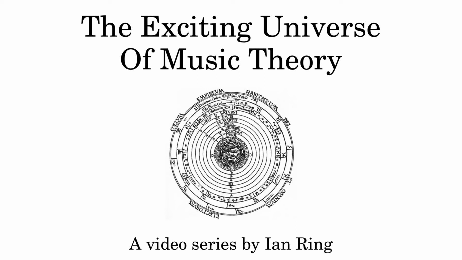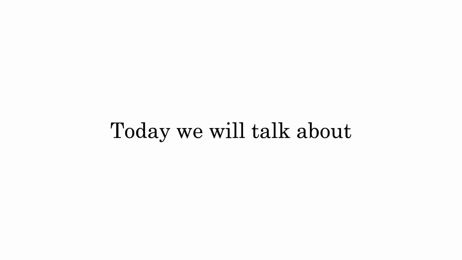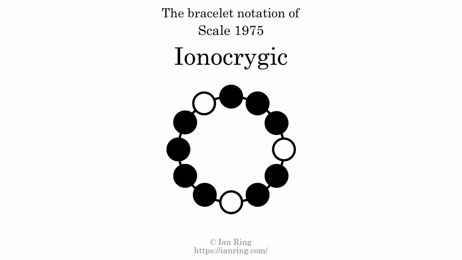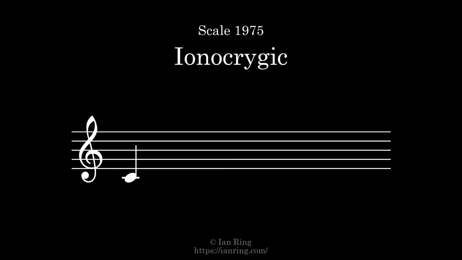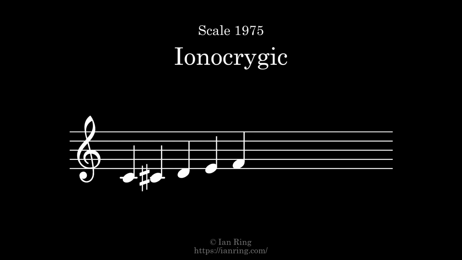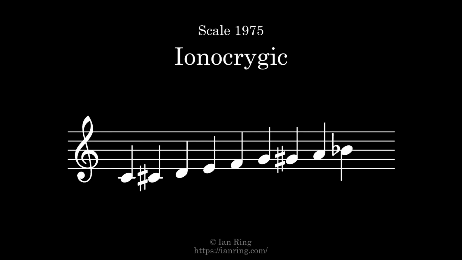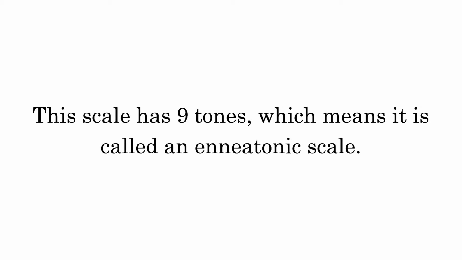Welcome to the exciting universe of music theory. Are you ready to learn? Then let's begin. Today we will talk about scale 1975, Ionocrygic, which sounds like this. This scale has 9 tones, which means it is called an enneatonic scale.